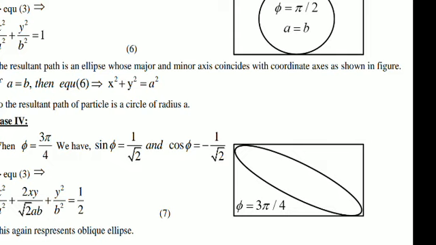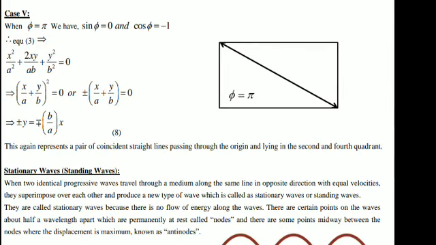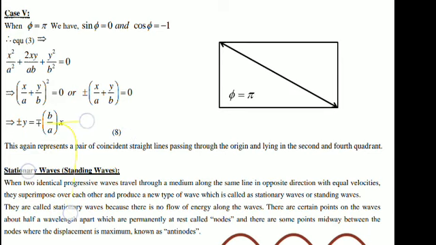Now you can easily prove when phi is equal to 3 pi by 4, you will be again getting the oblique ellipse but lying in the second and fourth quadrant. Now when phi is equal to pi, you can again see that you obtained the equation of straight lines, means a pair of straight lines, but one lying along second quadrant and another lying along fourth quadrant. Here the equation is plus y is equal to minus of b by a into x and minus y is equal to plus of b by a into x.